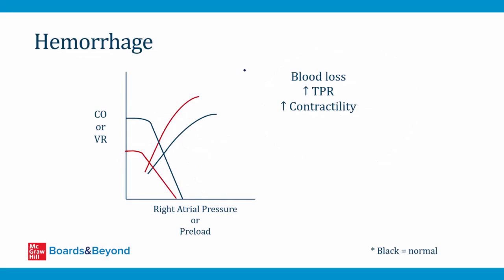Now let's talk about what happens in hemorrhage. So hemorrhage would shift from the black curve shown here to the red curves. So in hemorrhage, you have blood loss. Blood loss leads to low cardiac output, and this activates the sympathetic nervous system and raises the peripheral resistance. Also, because the sympathetic nervous system is activated, you get a rise in contractility. So let's look at the curves. First of all, because of the increase in contractility, the Starling curve shifts like this. Because of the blood loss, the venous return curve shifts from the black to the red. And then because of the change in TPR, we have a change in slope for the red curve here.